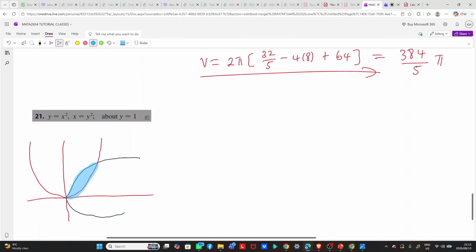So now, where are we revolving? We're revolving about the line y equals 1. I'm not saying where that is, whether that is here.